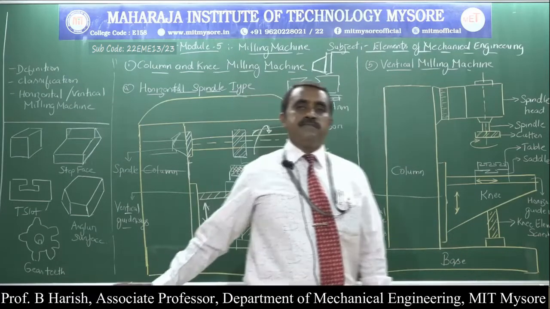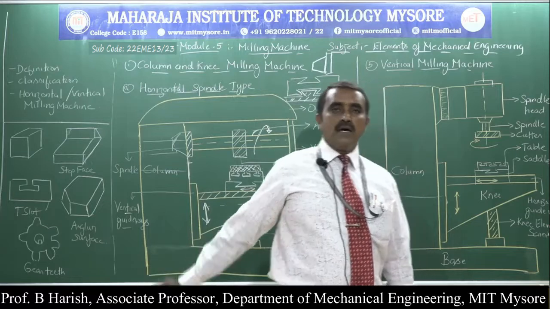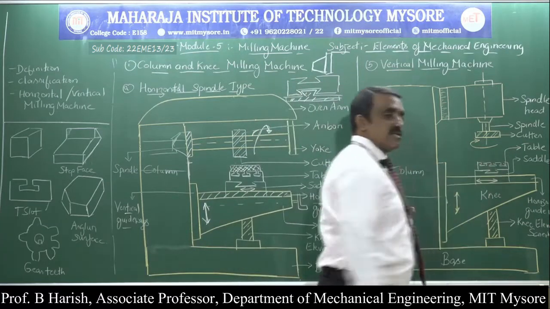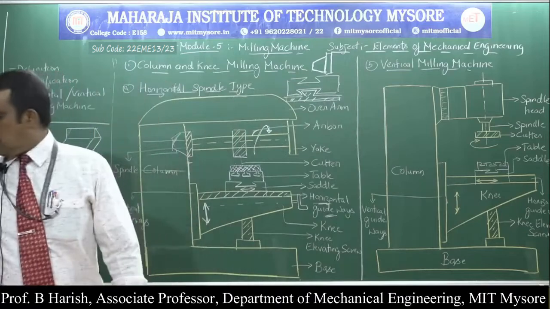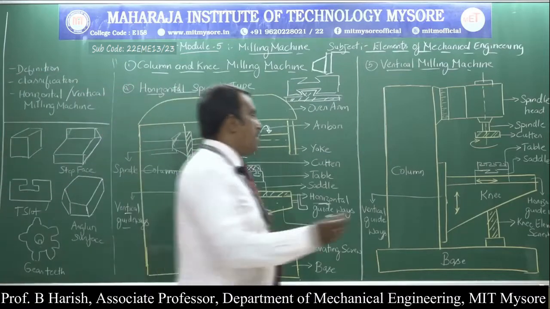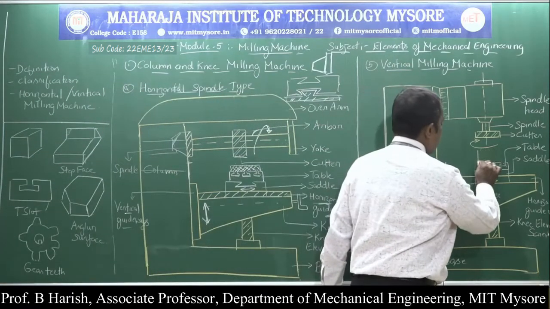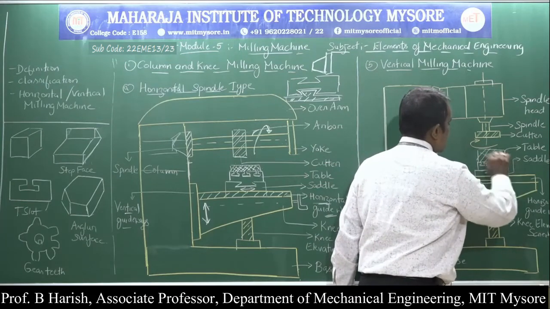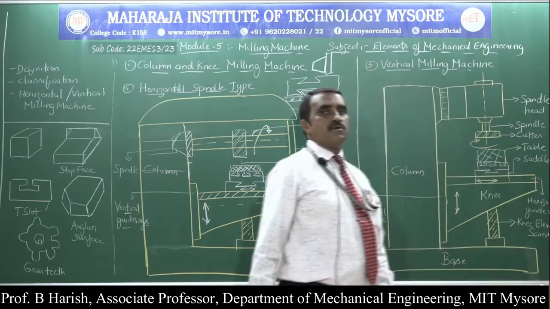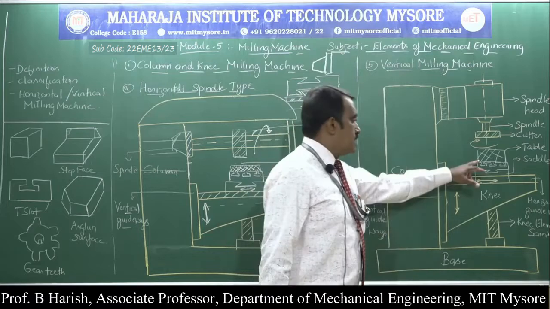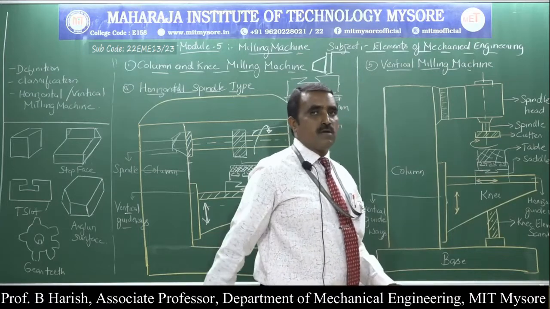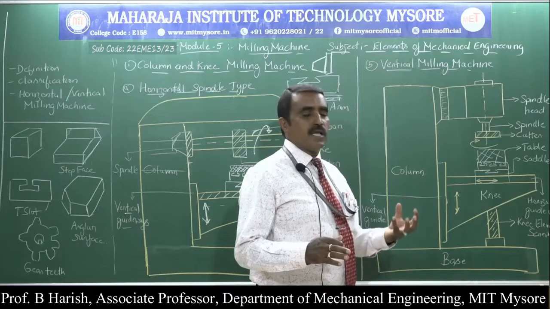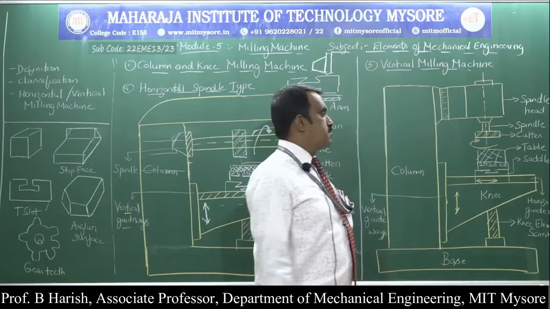The working is similar when you compare it with the horizontal milling machine. Here the given workpiece is fixed on the table. This is the table, and I can fix the workpiece like this. Once again T-slots are used, similar to the horizontal milling machine, to lock the job so that it should not come out of the table when the required operation is performed.